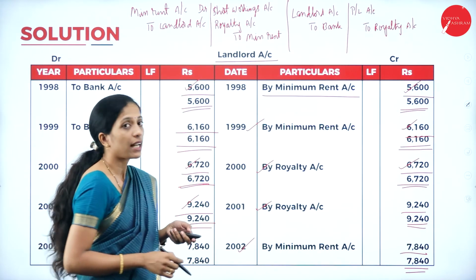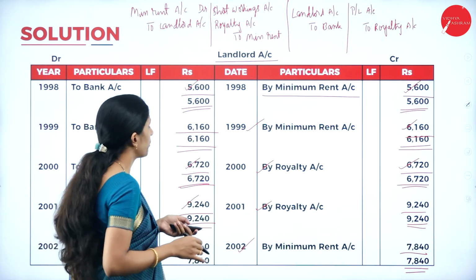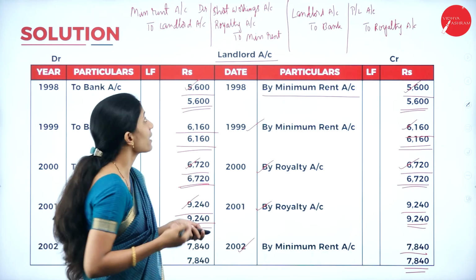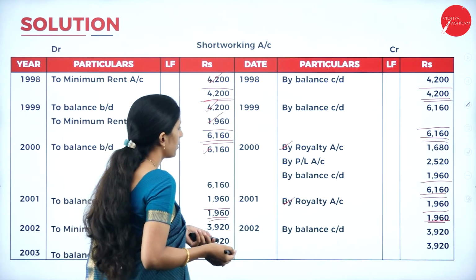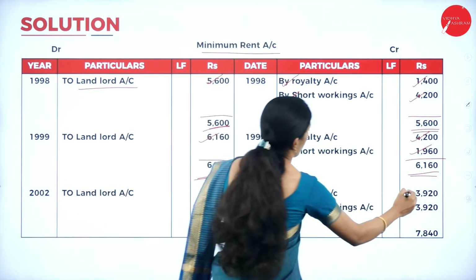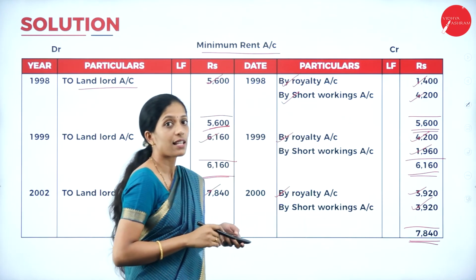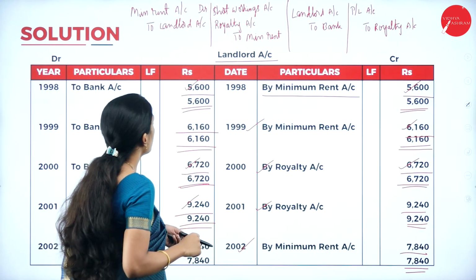Next entry is for what? Short workings account debit, royalty account debit, to minimum rent. Now how do you write under minimum rent account? By short workings, by royalty. So by royalty 3,920, by short workings 3,920. So the total is 7,840.